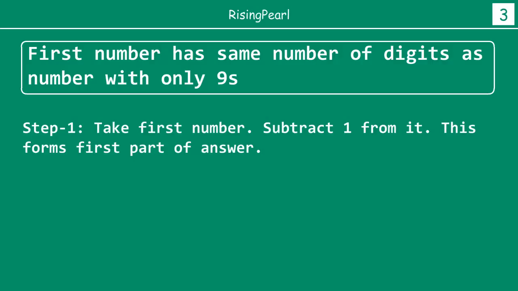The first step goes like this. Take the first number, subtract 1 from it. Simple enough. We take the first number, which is a random number, right? We simply subtract 1 from it. This forms the first part of the answer. Isn't that fantastic? We are already talking about the answer.